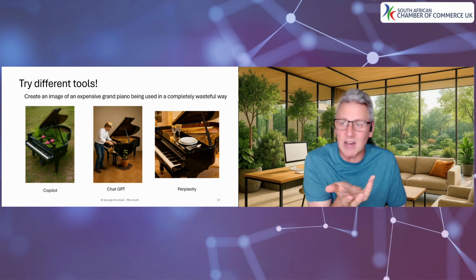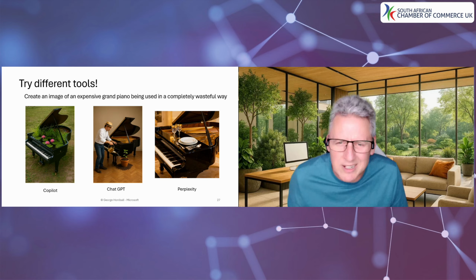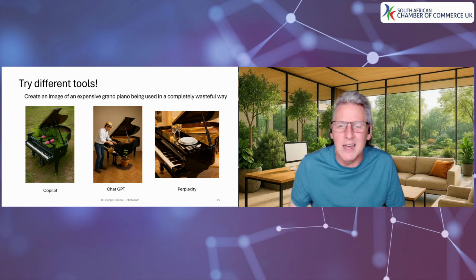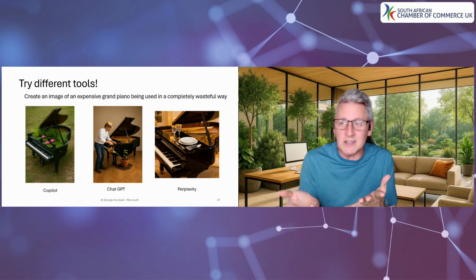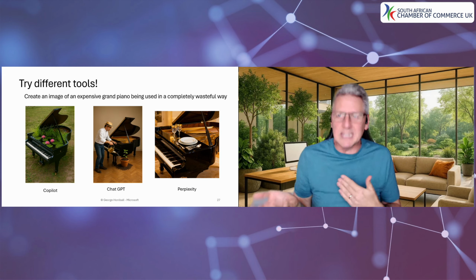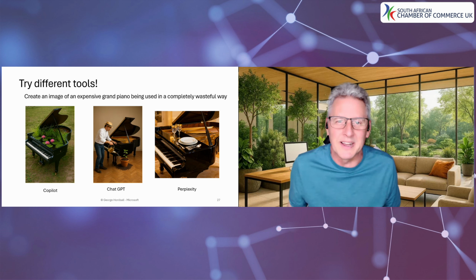Copilot gave me a Steinway piano, amazingly, without me telling it to. The ChatGPT one didn't catch it that great, with a guy watering a plant in front of the piano, so it kind of missed the brief there. But Perplexity was brilliant. It came up with using the piano as a table to eat. I'd love to try that with Grok. I think Grok would be interesting.